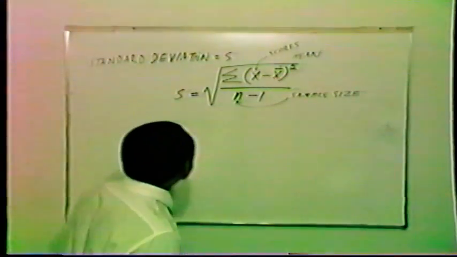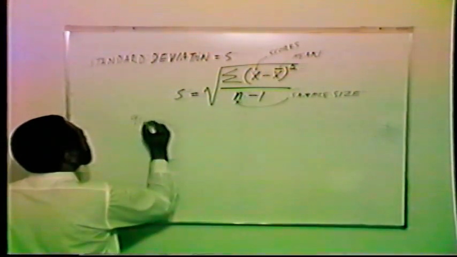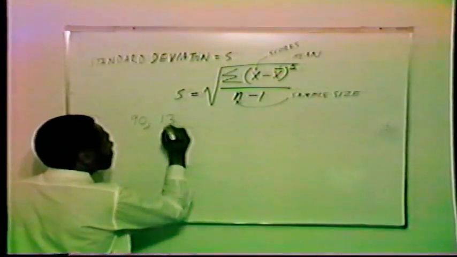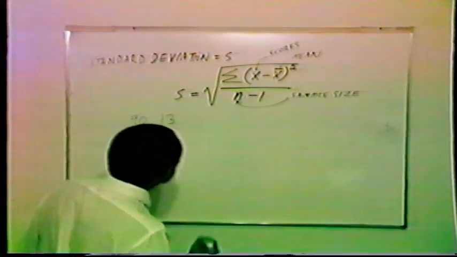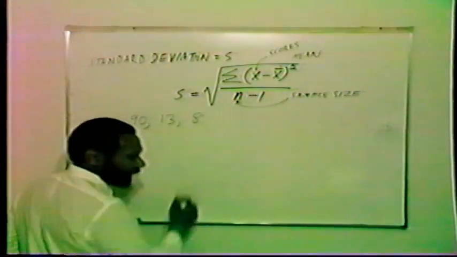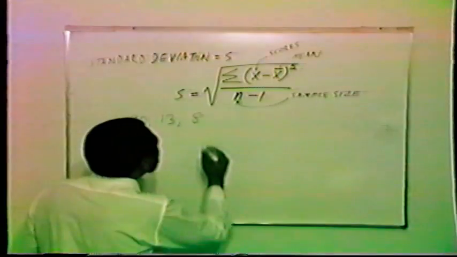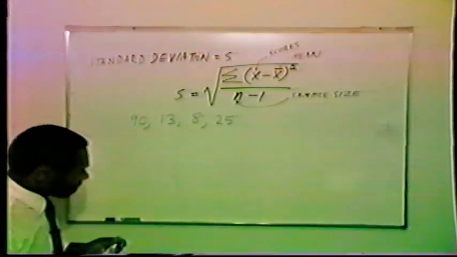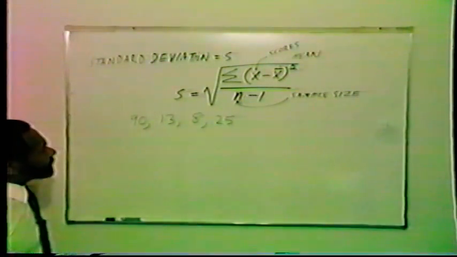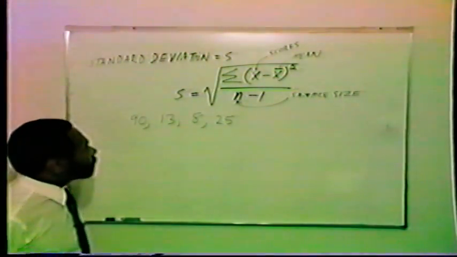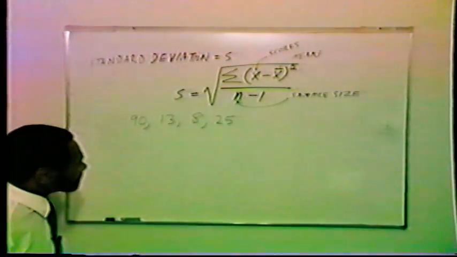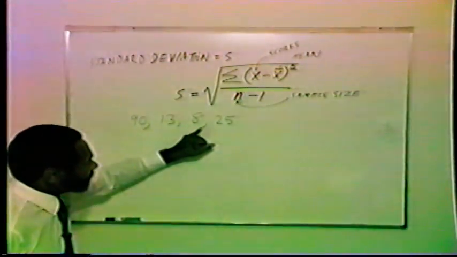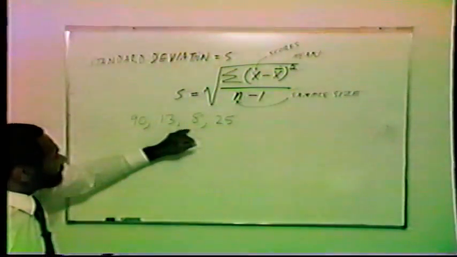So at one plant, there were 90 employee absences. At another plant, there were 13 employee absences. At another plant, there were 8 employee absences. And at still another plant, there were 25 employee absences. So let's say that the manager wanted to find the standard deviation, or the average amount of deviation between these different scores, because that's basically what the standard deviation represents.